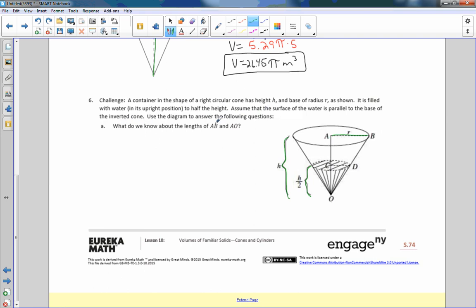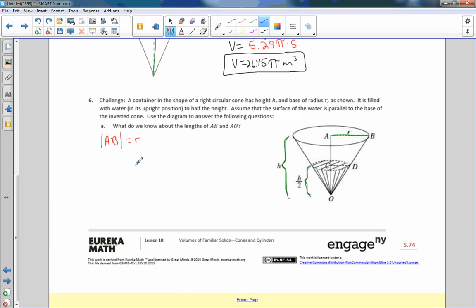A, what do we know about the length of AB and the length of AO? So what I would say was the length of AB, which means the absolute value. Length can't be negative, so we use those absolute value symbols. The length of AB, well, that's our radius. So the length of AB equals R.